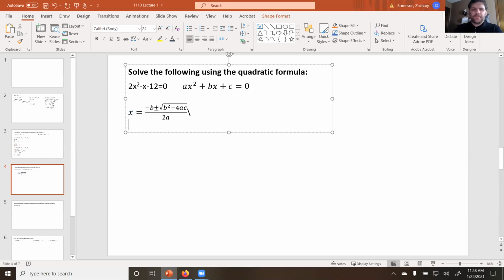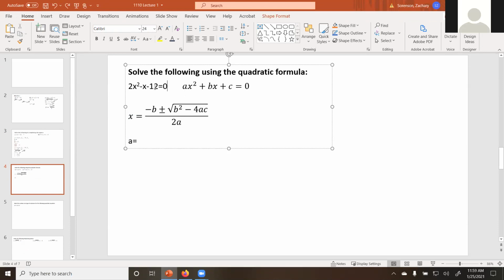Okay, so let's do this problem. What is my A? What is my B? What is my C? Well, let's start with what's my A for this question? 2. Yes, sorry, 2. What's my B? -1. -1. And what's my C? -12.